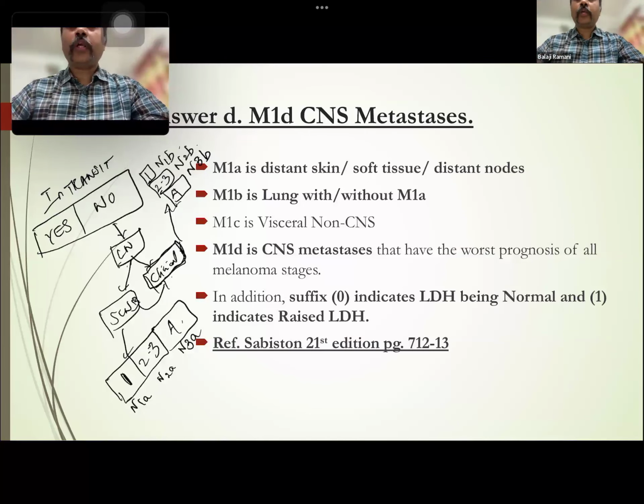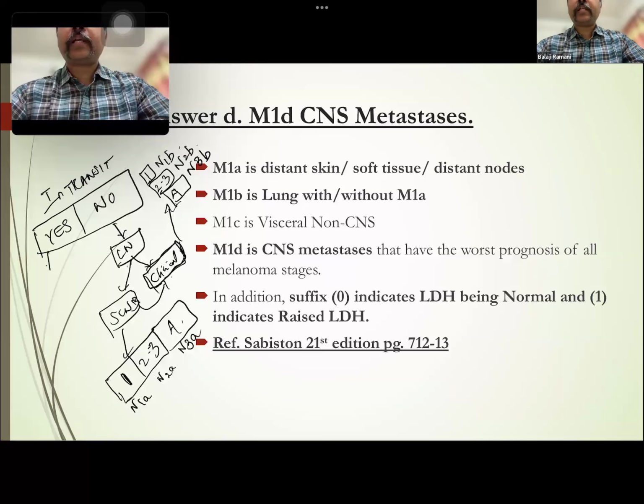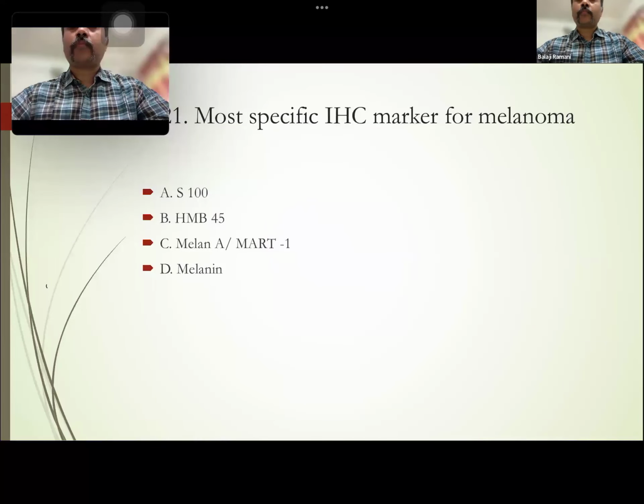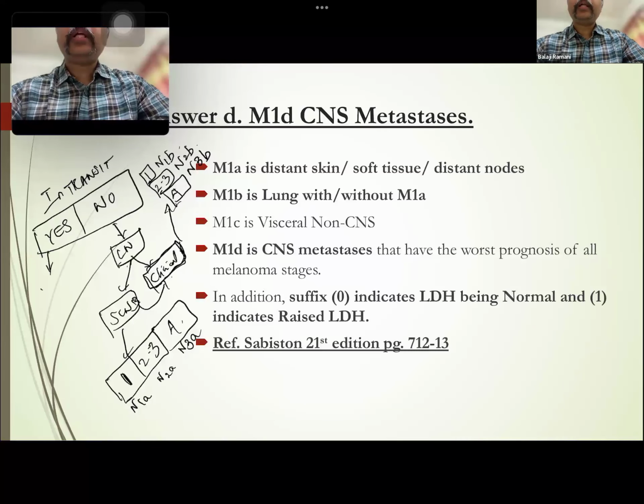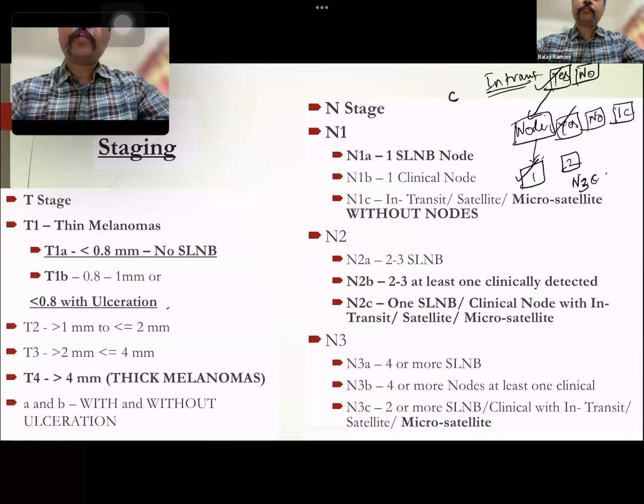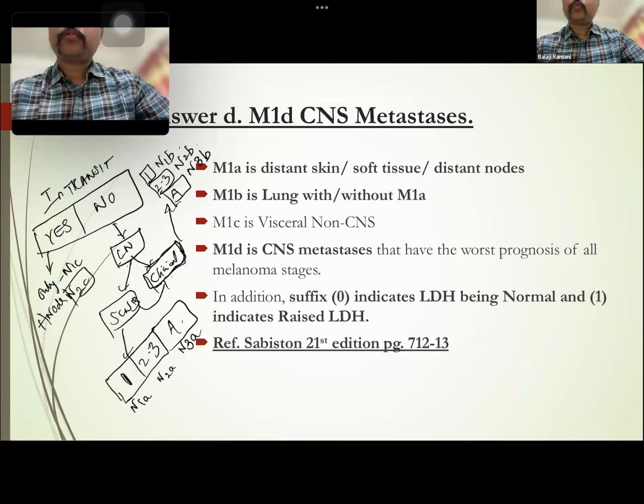Right. Then going on to in-transit, if it is present alone, if you have only in-transit, then it becomes N1C. If it is in-transit plus one node, then that is N2C. If it is greater than one node plus satellite, then it becomes N3C.